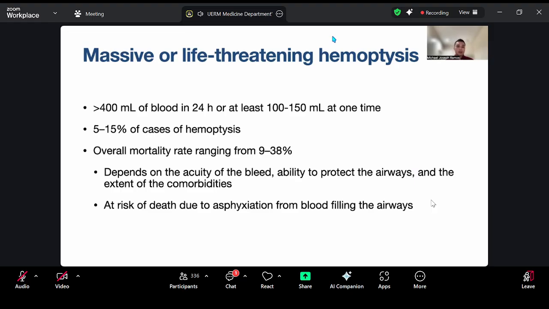And the high mortality rate depends actually on the acuteness of the bleeding, the ability of the patient to protect the airway by coughing out the blood, and the extent of the comorbidities. Patients actually rarely die of blood loss, but rather are at risk of dying due to asphyxiation or suffocation from the blood filling up the airways and air spaces. It's like drowning in your own blood.